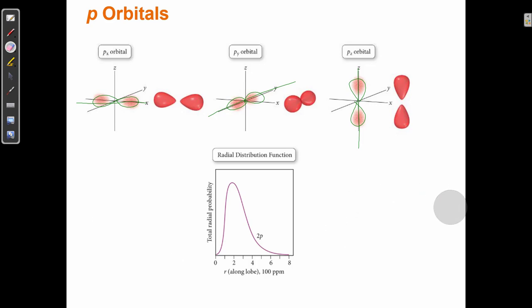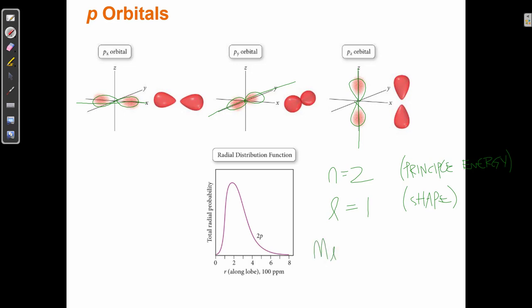So when I have p orbitals, n equals 2, l equals 1, right? The 2 just means the energy level, the principal energy level. L is the shape. When l equals 1, we're talking about p orbitals.